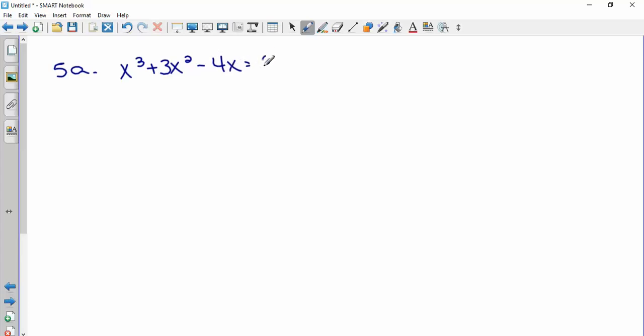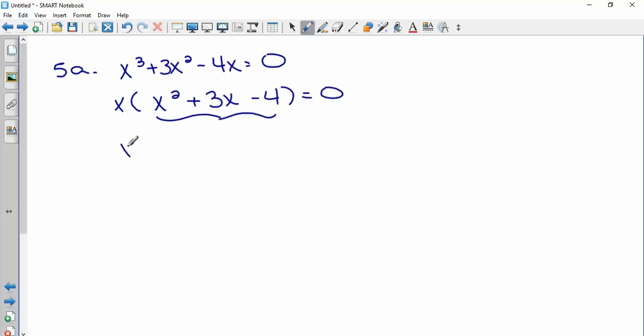So on A, what would you have to do to solve this one? Right. Greatest common factor is always the first step, so if you pull out that x, then you're left with x squared plus 3x minus 4. And then this is a quadratic, so we can do box method.